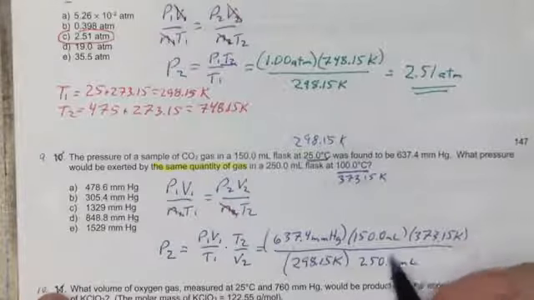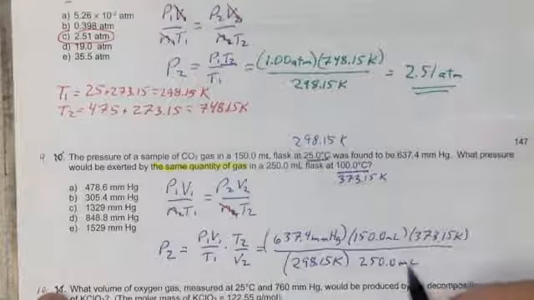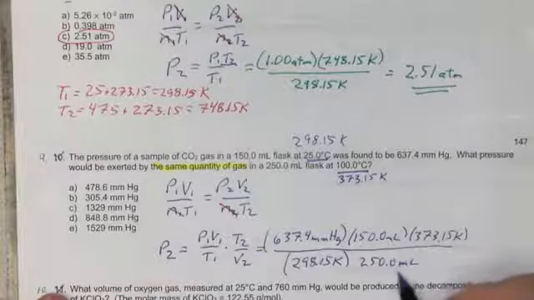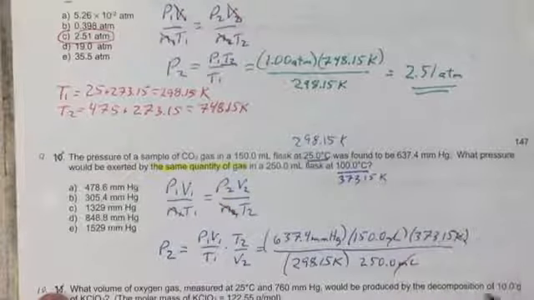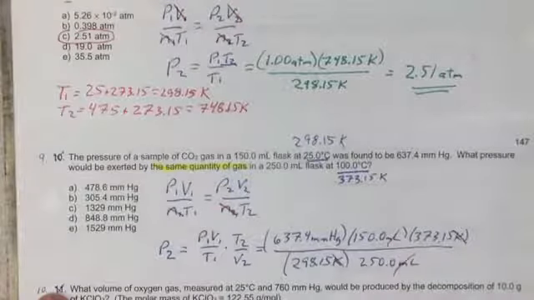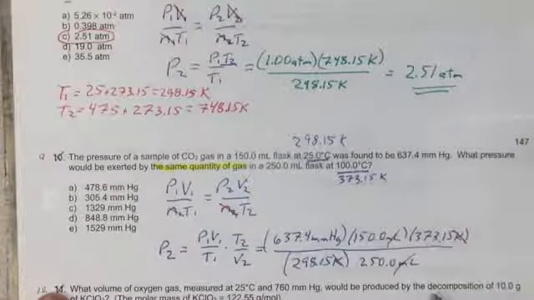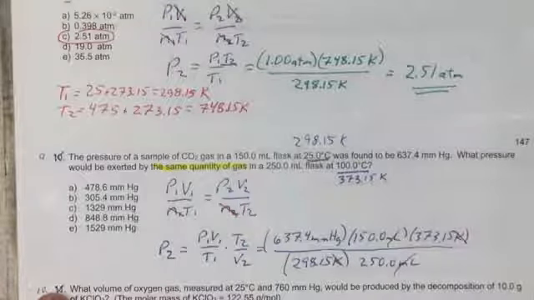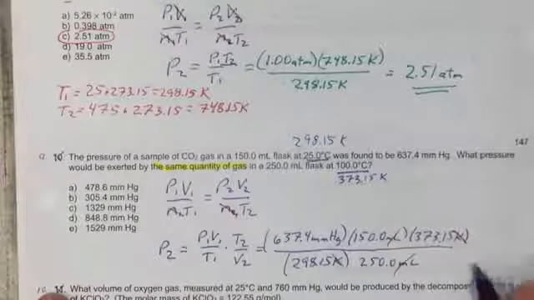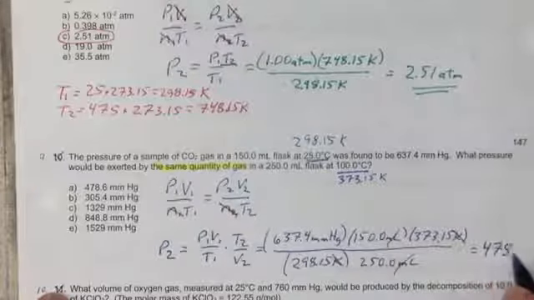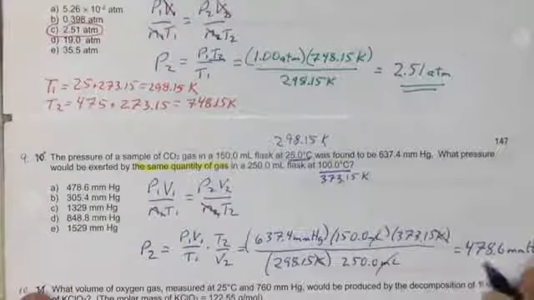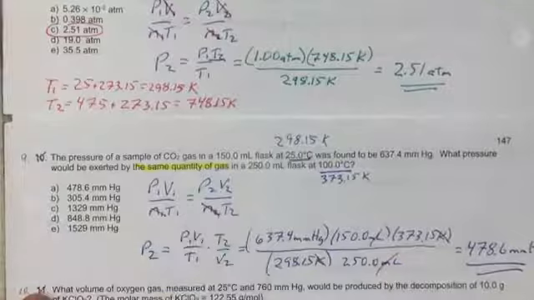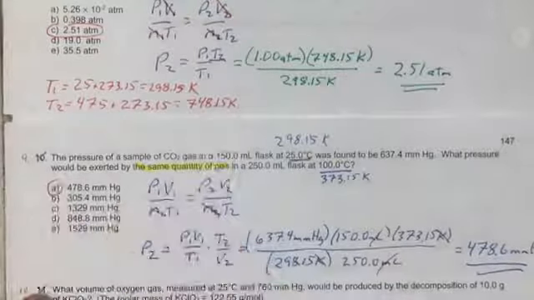Look, I don't have to convert volume to liters. If this is in milliliters and this is in milliliters, they act as a ratio, and that will cancel out. So milliliters cancels. And the temperature in Kelvin, that cancels. And that leaves the unit of pressure, millimeters of mercury. So all we have to do is multiply that out, and we will get 478.6 millimeters of mercury. And so the correct answer is choice A.